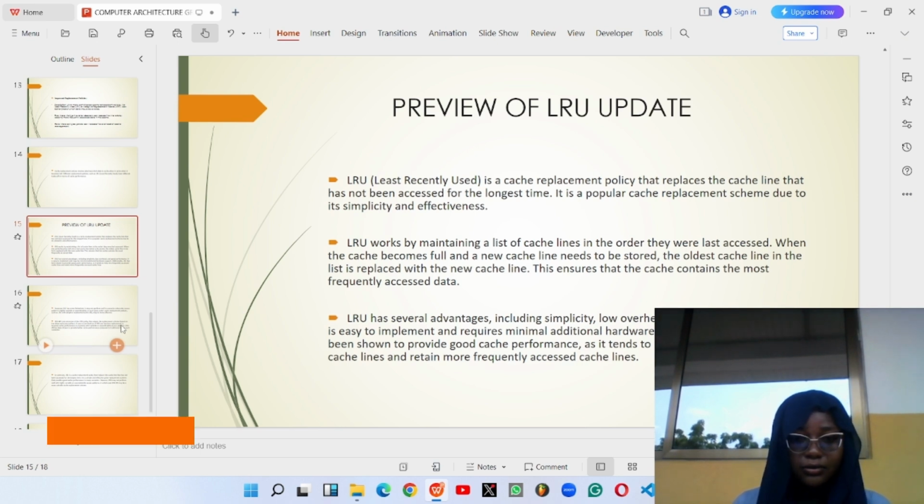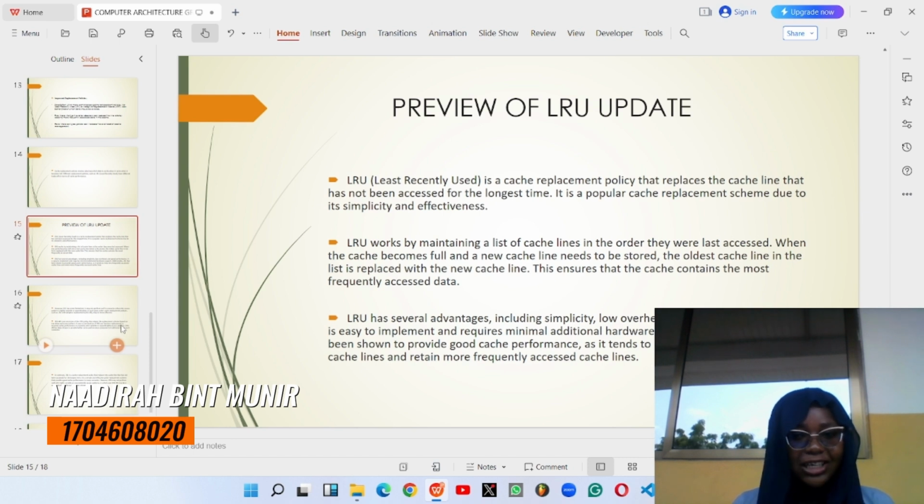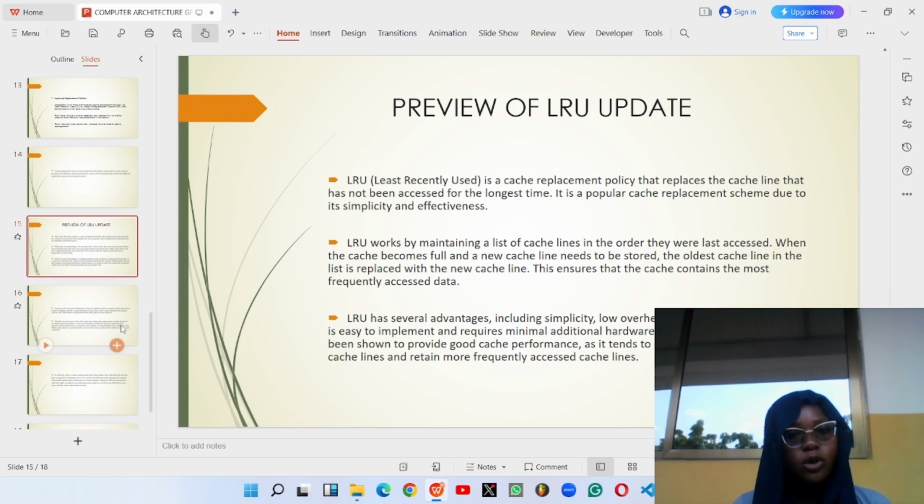LRU, least recently used, is a cache replacement policy that replaces the cache line that has not been accessed for the longest time. It is a popular cache replacement scheme due to its simplicity and effectiveness. LRU works by maintaining a list of cache lines in the order they were last accessed. When the cache becomes full and a new cache line needs to be stored, the oldest cache line in the list is replaced with the new cache line. This ensures that the cache contains the most recently accessed data.